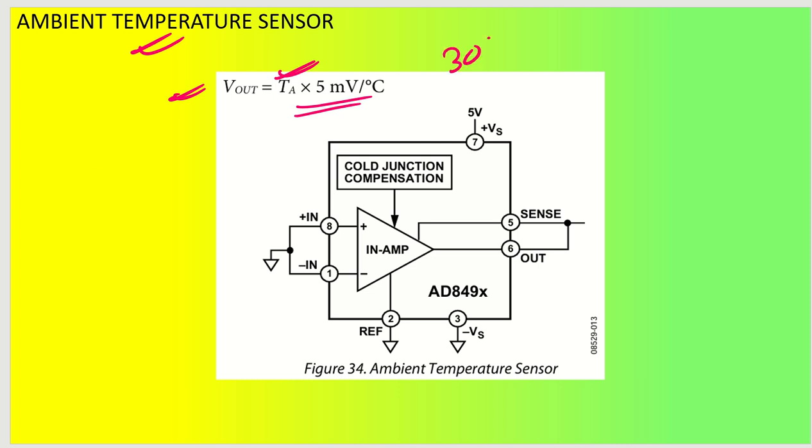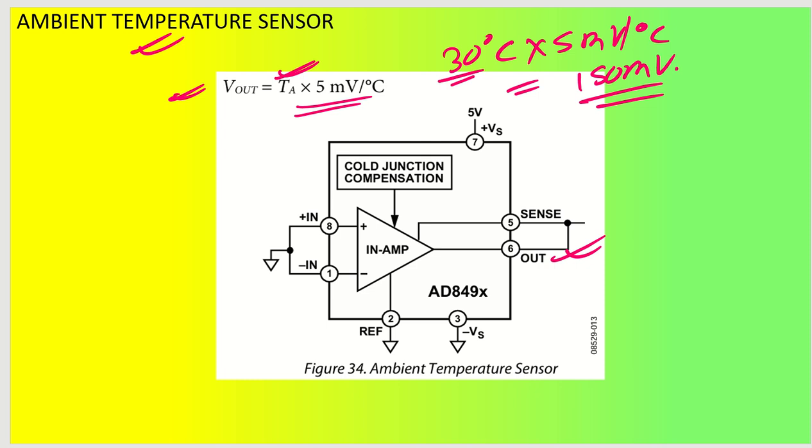It means, let's say 30 degree centigrade is the temperature. Multiplied by 5 millivolt per degree centigrade, what will happen? You will be getting an output value of 30 into 5, that is 150 millivolt. So 150 millivolt will be appearing here. Okay. So you can see we have the output voltage of this much for 30 degree centigrade. Similar to that, for 31 degree centigrade, you will be getting 5 millivolt extra. So that is 155 millivolt, right? So this is how you will be getting your outputs.